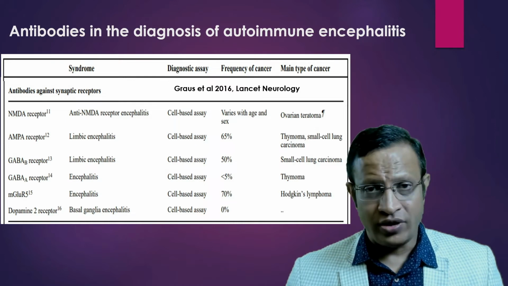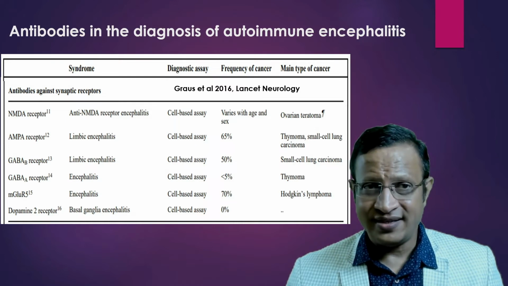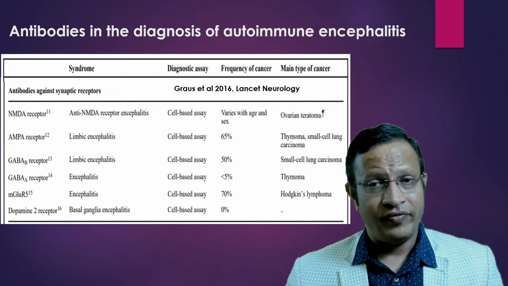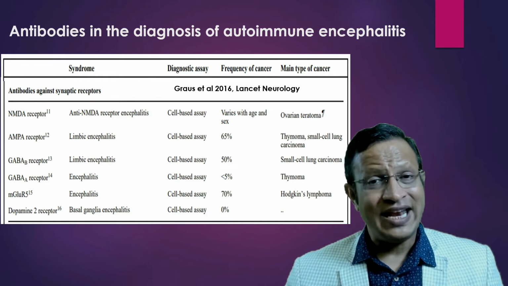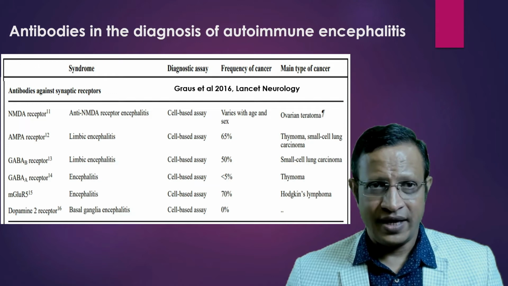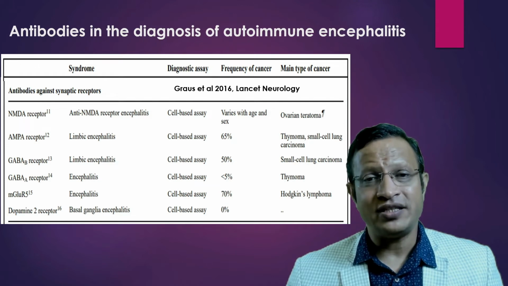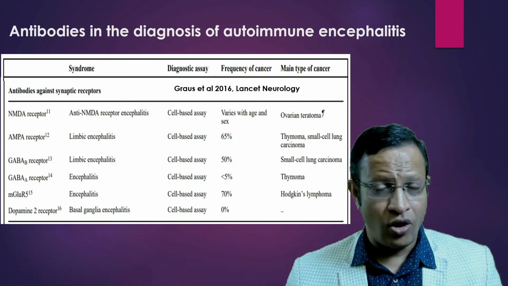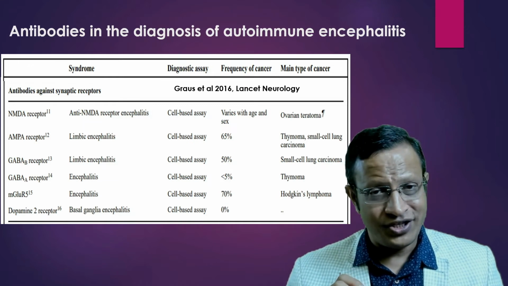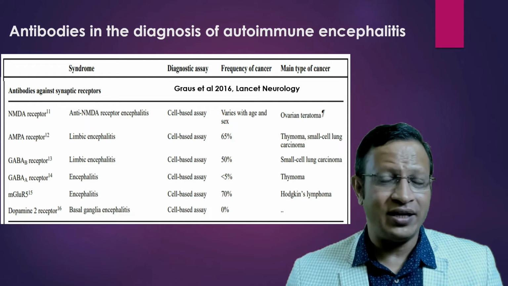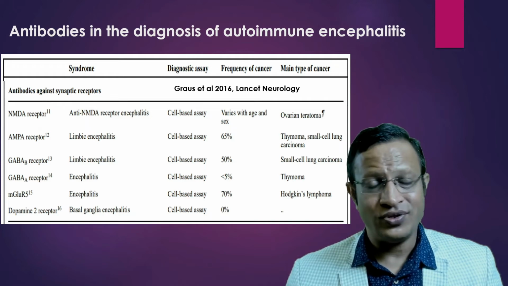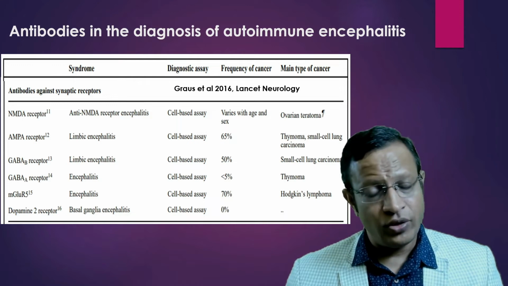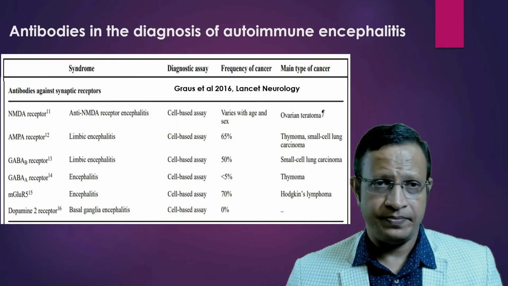Moving to the second important group, antibodies against synaptic receptors. Here, as you know, NMDA receptors, that is anti-NMDA receptor encephalitis. I'll be doing a separate video on this, because in anti-NMDA receptor encephalitis, almost 70% present to psychiatrists. Hence, I'll be doing a separate dedicated video for this.